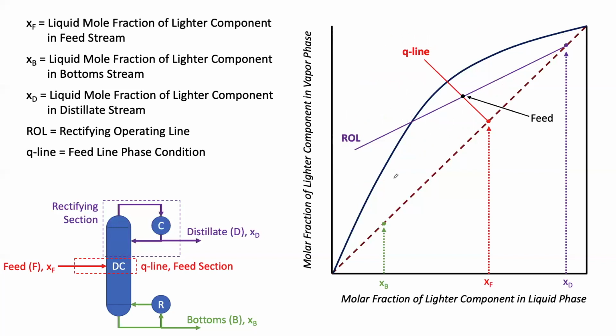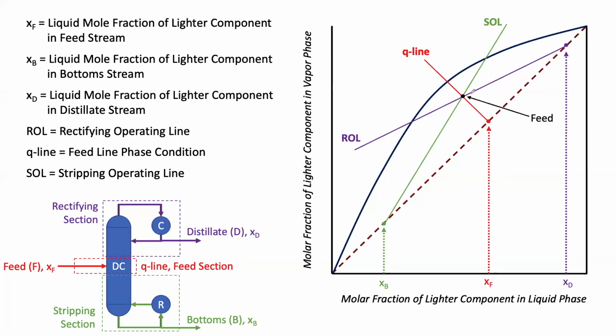And so once we have that, then the stripping operating line is really easy because essentially you're taking this composition of the lighter component in the bottoms and you're drawing a line that intersects with this feed stream, pretty much like so. And there we have our McCabe-Thiele diagram with our operating lines added on, and we know where our feed stage is, we know where our bottoms are, we know the desired purity of the distillate stream, and so we can begin drawing our stages on here.